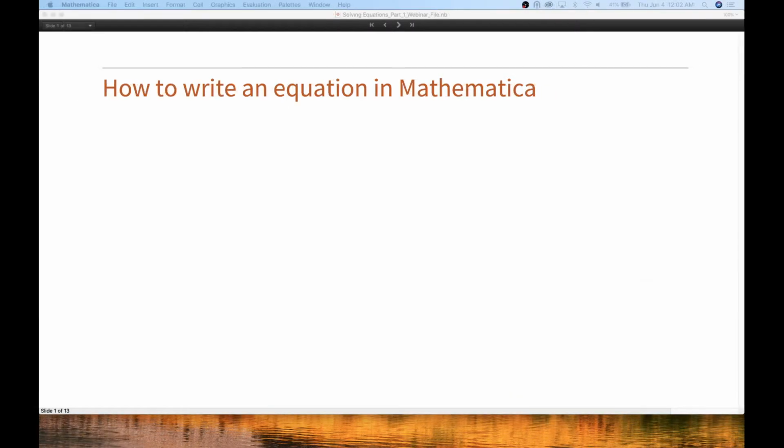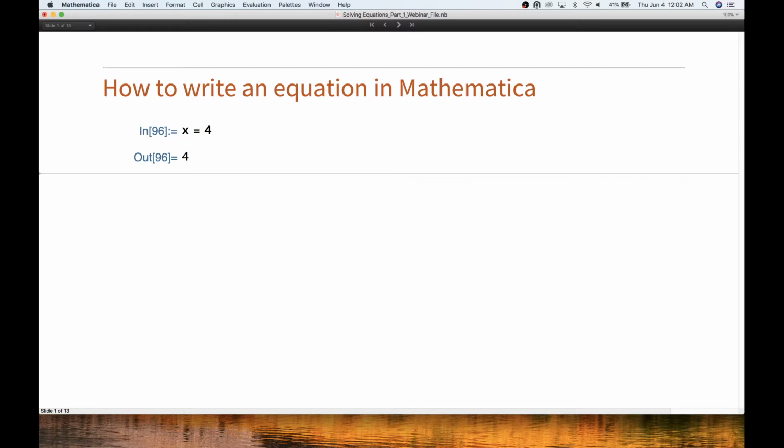First of all, a couple of things I want you to understand. In Wolfram Language, in Mathematica, x = 4 is basically a direct assignment. What it does is set the value of x equal to 4.